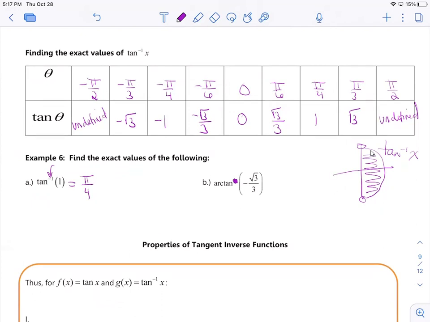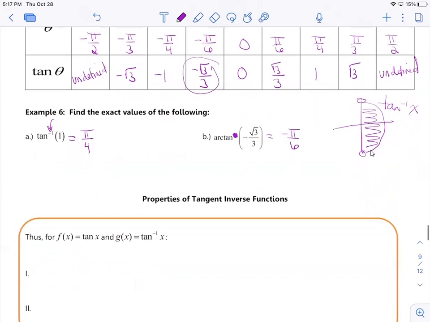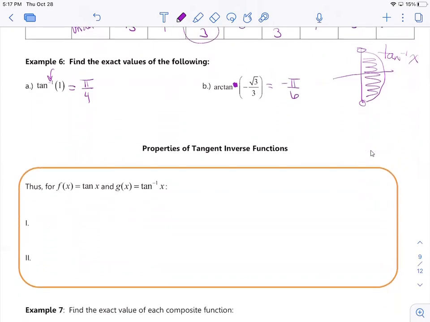Arctangent of negative root 3 over 3. Well, that's right here. And that angle is negative pi over 6. Okay. So now we're going to the same idea when we compose with our tangent functions and our inverse tangent functions.